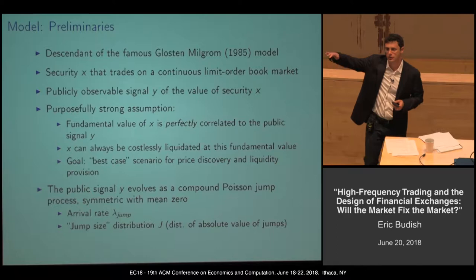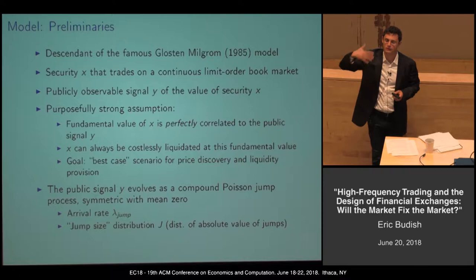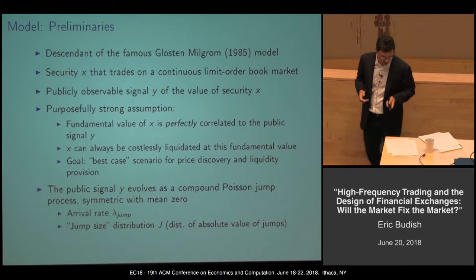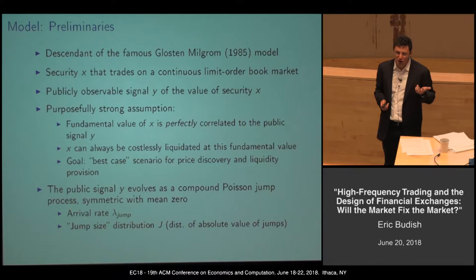Okay, there's a security, I want to call it X, that trades on a continuous limit order book market. There's a public signal, call it Y, that jumps around as a compound Poisson jump process. The frequency of jumps is denoted lambda jump, and the size of jumps is distributed capital J. And I want to make a purposefully strong assumption, which is that X is just worth Y. X is perfectly correlated to this public signal Y. X can always be costlessly liquidated at this fundamental value.